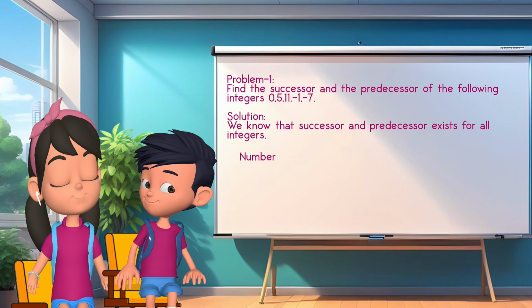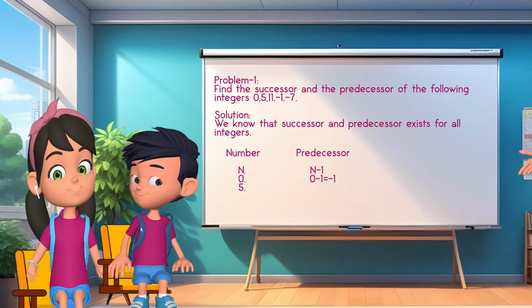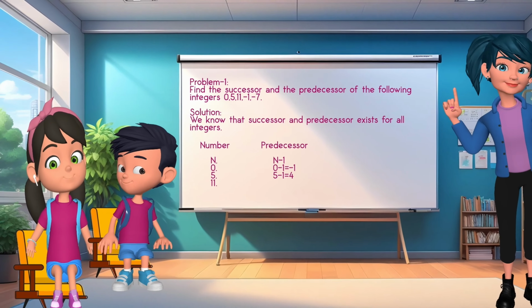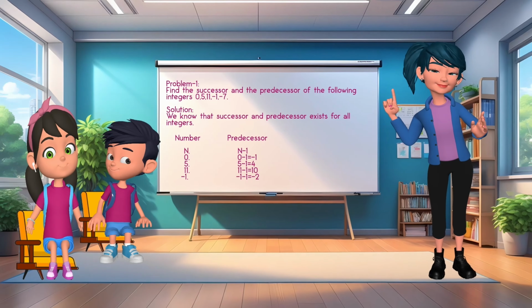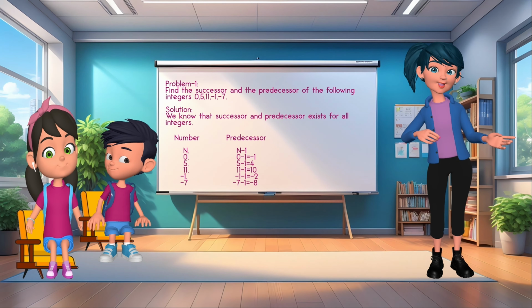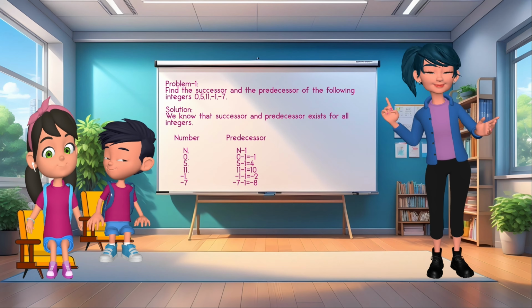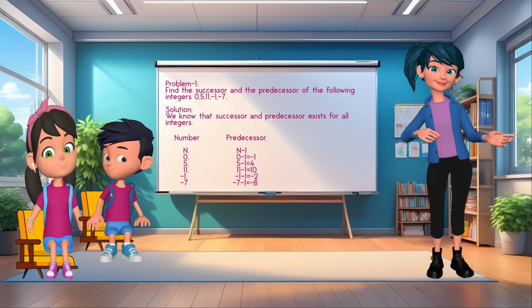In case of predecessor, for any number n, the predecessor is n minus 1. Therefore, for 0, we get -1, for 5, we get 4, for 11, we get 10, for -1, we get -2, for -7, we get -8, as the predecessor of the numbers respectively.